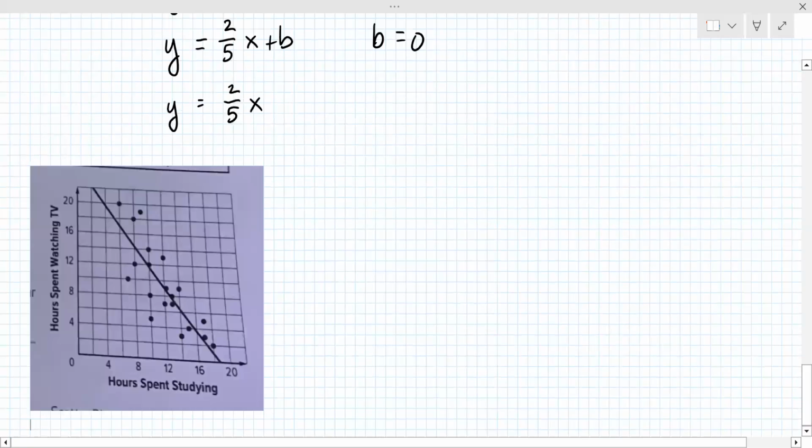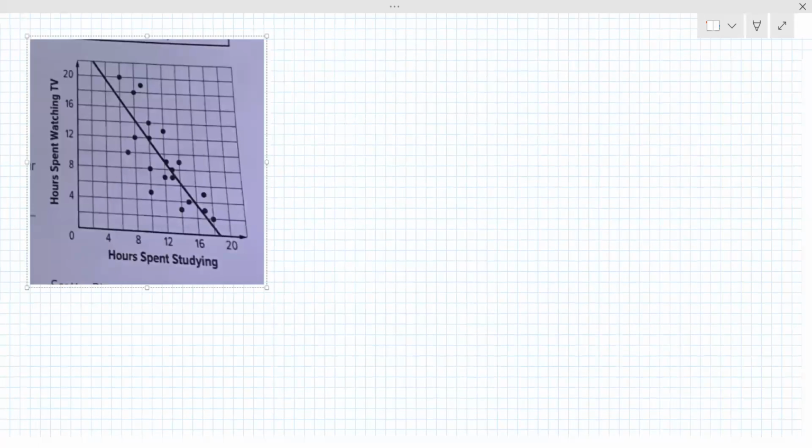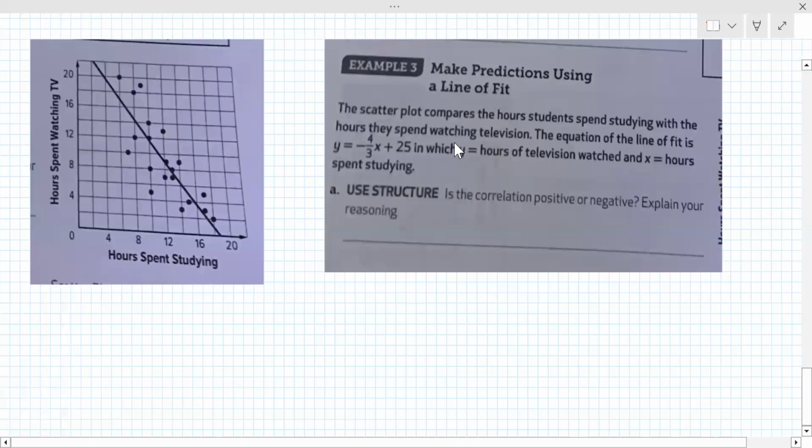All right, so the last question, the reason I ask is because it's really odd that it would have just part A in example 3 without B. There should be a part B to this, but I don't see it. So what sometimes these things do is they create a scenario and they're hoping students will appreciate the importance of this. So this one says the hours the students spend studying is compared to the hours they spend watching television. Okay.